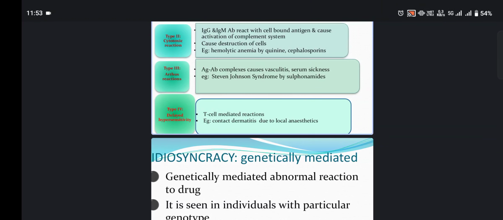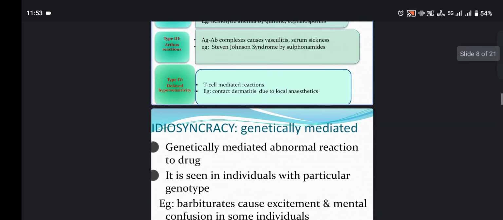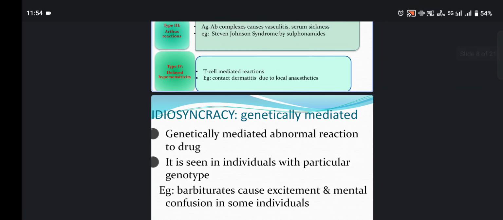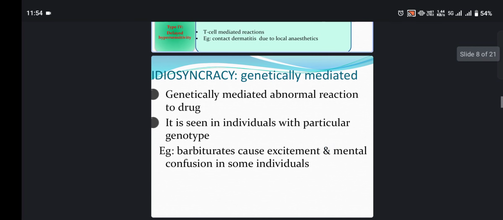Then the fourth one is delayed hypersensitivity reaction. Here it is a T cell mediated reaction. T cells are the main response behind this reaction. So in this condition, T cells will go into allergic reactions. Due to local anesthetic in contact dermatitis, okay, that is a great example. So yeah, I think you people got what it is.